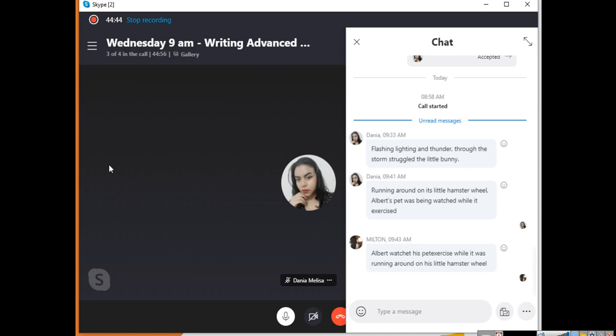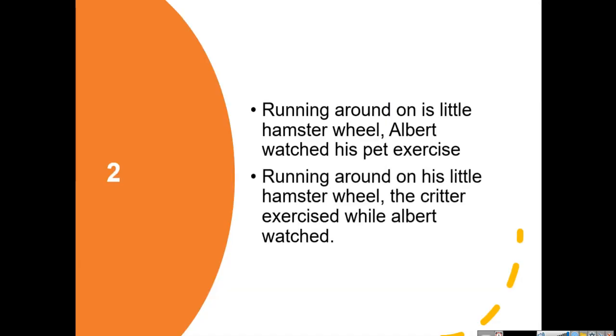Right, so let's look at the answer. Running around on his little hamster wheel, we leave that unchanged. The critter exercised while Albert watched. Now with this sentence, we're making sure that the critter, we don't know if it's a hamster or a rat, was something that was running around on a hamster wheel. In this case, it's fine if you write the hamster. I say the critter exercised while Albert watched. We're making sure that it was the critter, not Albert, who's a human.